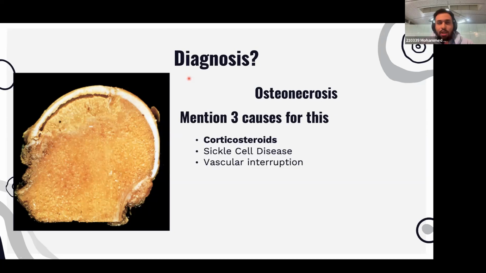Vascular interruption can happen due to fracture, as you mentioned. Now, the areas that are commonly affected are two most common areas. Can someone tell me the two areas that are very, very affected by osteonecrosis or prone to happen?